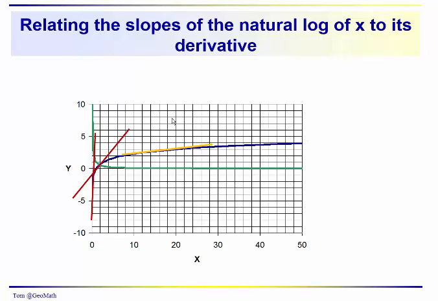Here we have the natural log, and we're looking at the slopes. Y is equal to the natural log of x. We can see the slopes on this function start off very high. They're going to be almost infinitely high when x is equal to 0, or close to 0. And then they drop off very quickly.